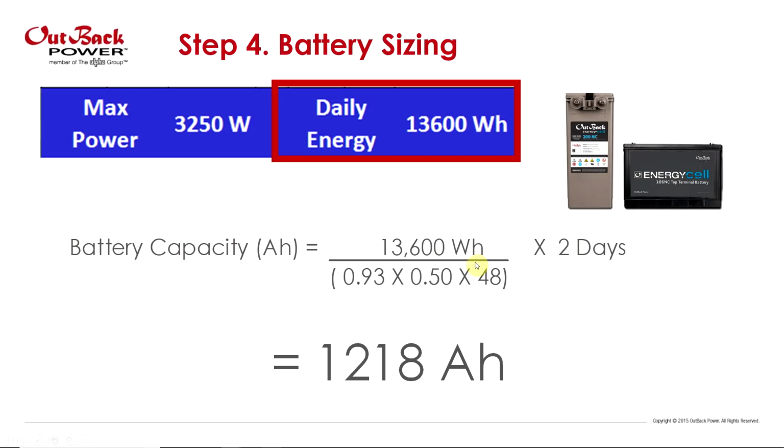And then finally, remember our voltage. We have our nominal battery voltage. Watts divided by voltage is equal to amps, and that's how we get our amp hours here. So by doing this, we did our calculation. We have our total energy divided by our inverter efficiency, our depth of discharge, our nominal battery voltage, times 2 days. We get 1,218 amp hours. So that's our minimum battery size that we need.